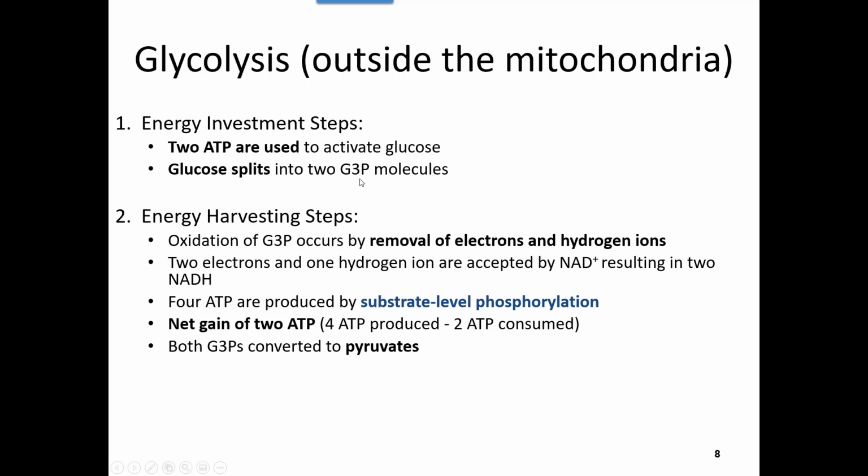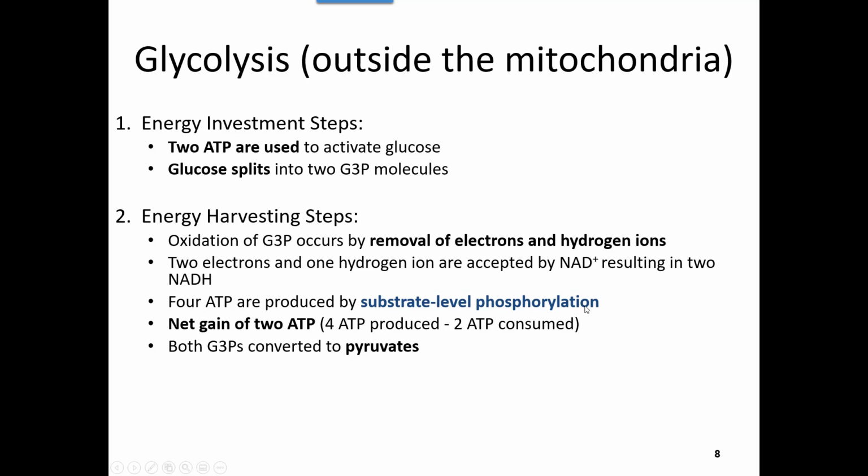In the energy harvesting step, that's where we're going to take that G3P that we just made and really break it down. And anytime we break this down, we're releasing a little bit of energy and we're getting something out of it. So we're going to remove electrons, and with it the hydrogens that go with it. We're going to find an electron acceptor that's going to pick those up. So we're going to get some NADHs, now full electron carriers. We're going to get 4 ATP by substrate level phosphorylation. It just means we're going to add some phosphate onto ADP.